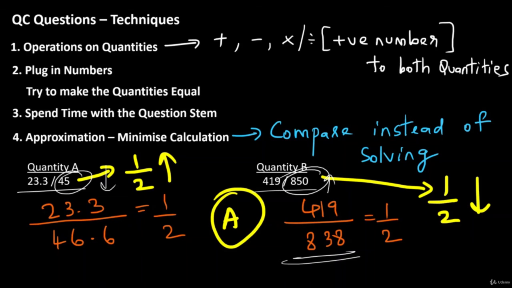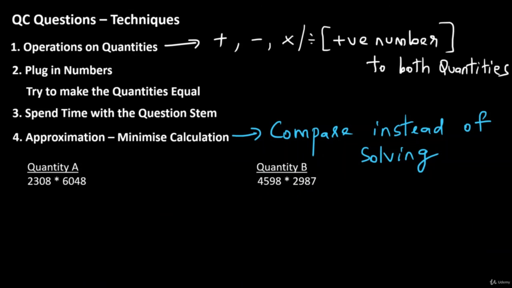Let's do one more question. Quantity A is 2308 into 6048 and quantity B is 4598 into 2987. Now you could take your calculator and do this multiplication and find which quantity is greater, right? But there is a better approach, right? Over here you can see that 2308 is a bit greater than 2300 and 6048 is a bit greater than 6000. So let me write that over here.